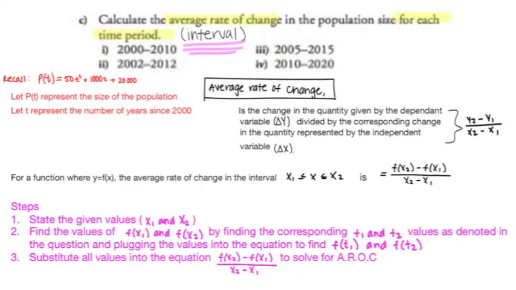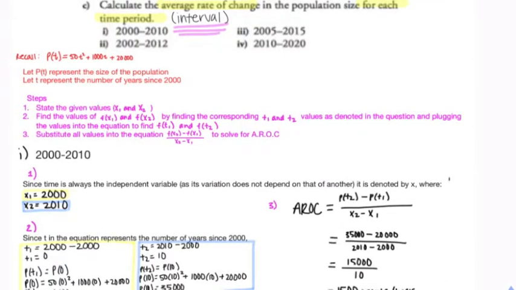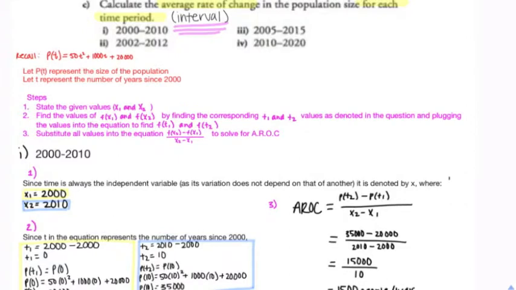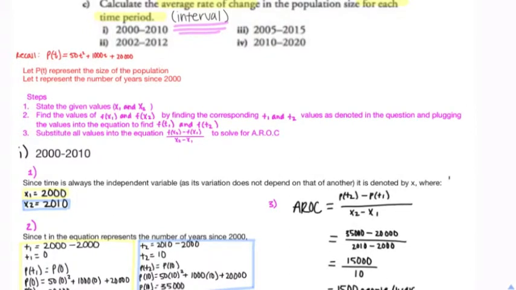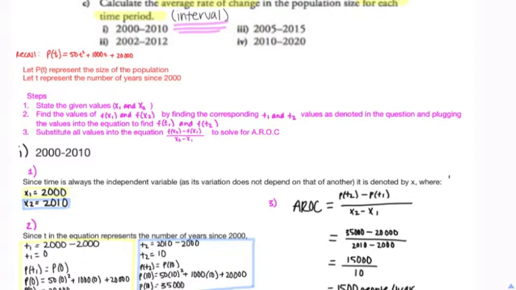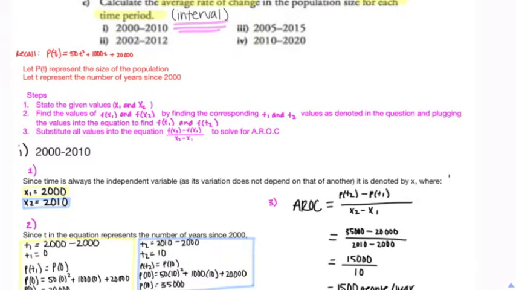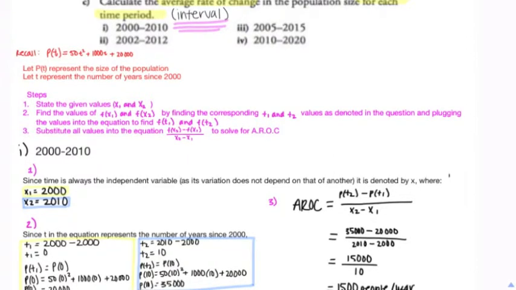Our last step is to plug in all of these found values into the equation to solve for the average rate of change. Let's now solve for part 1 of C. In part 1, the time interval is 2000 to 2010. Therefore, in step 1, we can state these given values as x1 and x2. In this case, I made x1 equal to 2000 and x2 equal to 2010. However, it does not matter which is x1 or x2 as long as they stay consistent in the final formula.